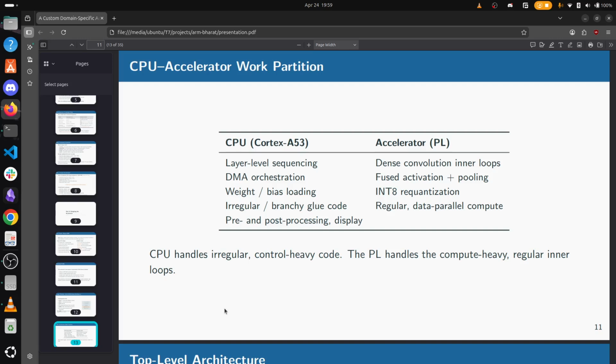The accelerator is good for performing dense convolution. Again, convolution is the most important layer in a CNN. It does a lot of kernel sliding, multiply, accumulate operations. This is where the accelerator will be useful, because we have a very homogeneous operation being performed, multiplication and addition repeatedly.